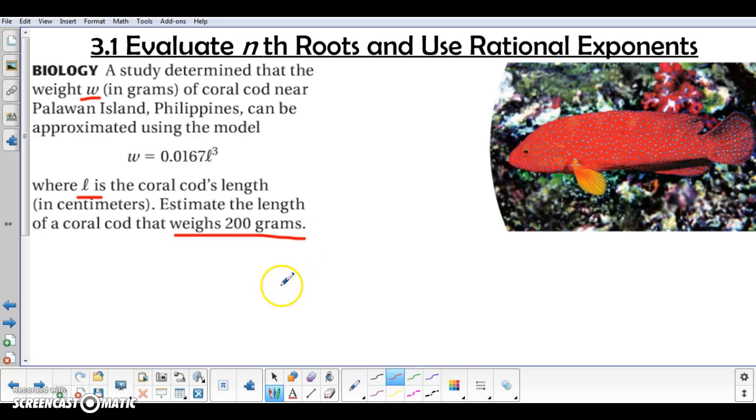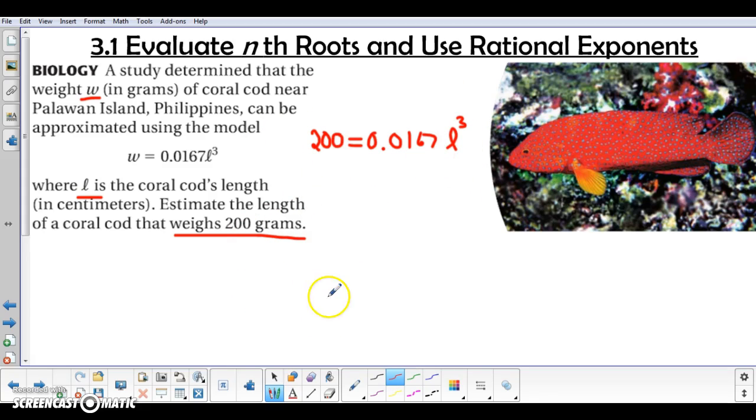With a word problem like this, I have to figure out where to put the numbers. It's nice of them to give me a formula. So let's see, estimate the length. All right, the length means I don't know what L is. Then it says a coral cod that weighs 200 grams. Well, that means 200 would go right here. I'm going to start by writing out my equation. 200 is equal to 0.0167 times L cubed. And then I'm going to go ahead and solve for L.